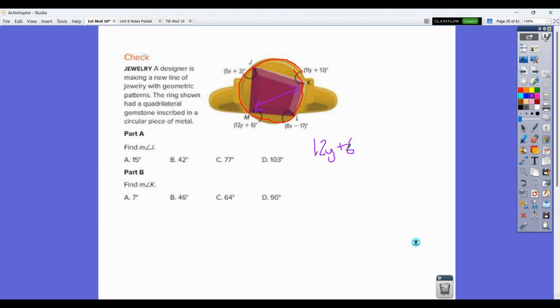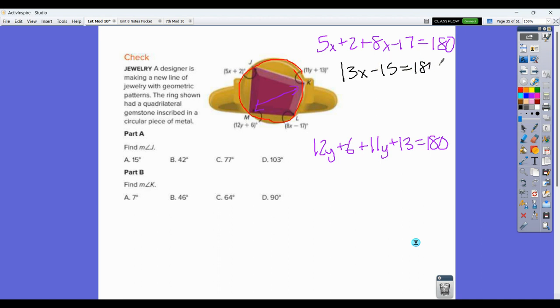So I know that 12y plus 6 plus 11y plus 13 is equal to 180. And I also know that 5x plus 2 plus 8x minus 17 is equal to 180. So with that information, we can start to solve. So I can get 13x minus 15 equal to 180. Add 15 to the other side, you get 13x equal to 195. And when you divide by 13, 195 divided by 13 is going to come out to 15.